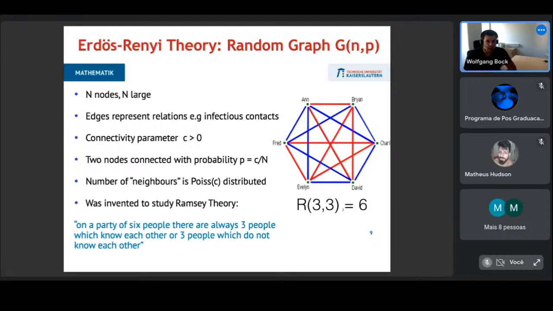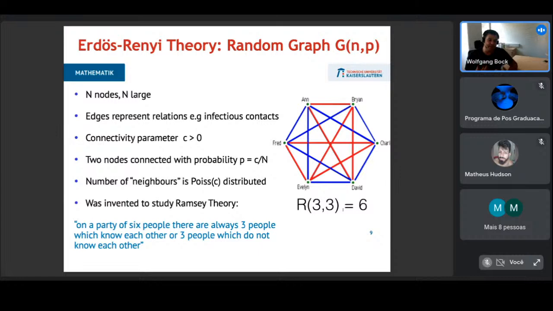The edges here represent relations. Relations can be, for example, contacts. Usually you will take the infectious contacts. And if you take the infectious contacts, you have some connectivity parameter, C. And you say now, in an Erdős–Rényi graph, that two nodes are connected with a certain probability. That means you have some random nodes, let's say n, you put them somewhere, and then you roll dice to put edges between them. You connect them with the probability C over n. C is this connectivity parameter. And the number of neighbors, that means directly connected vertices, is Poisson distributed with this parameter C. So we are really having a random graph. We generate this randomly.